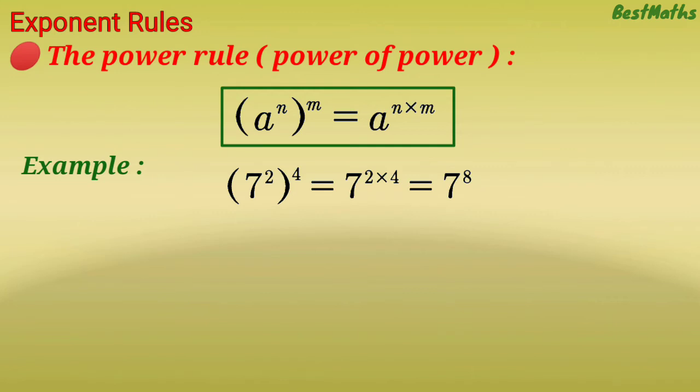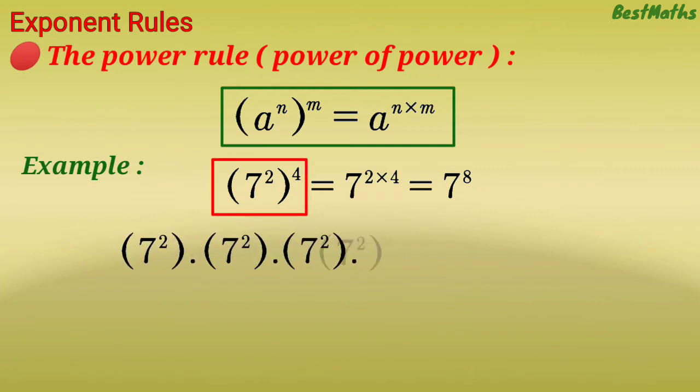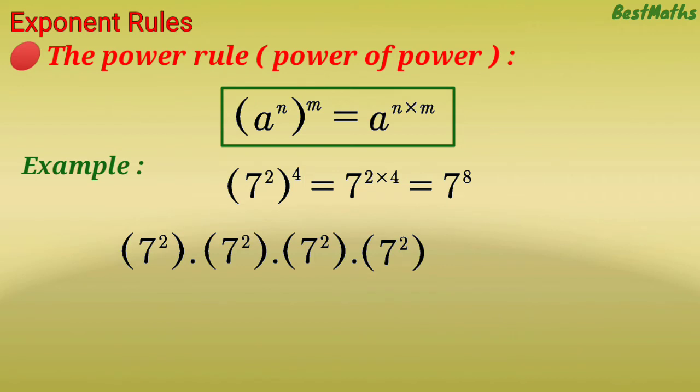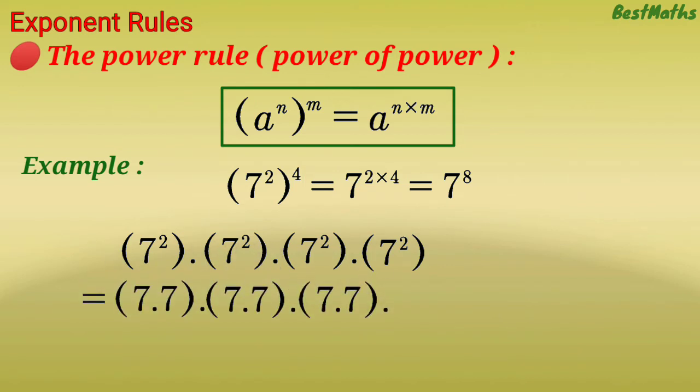And this makes sense, because 7 squared to the 4 can be thought of as 7 squared multiplied by itself 4 times. Let's write this expression another way. That's 7 times 7 times the same thing, times the same thing, times the same thing again. So I have 4 groups of two 7s. That is going to be 7 to the 8th power.